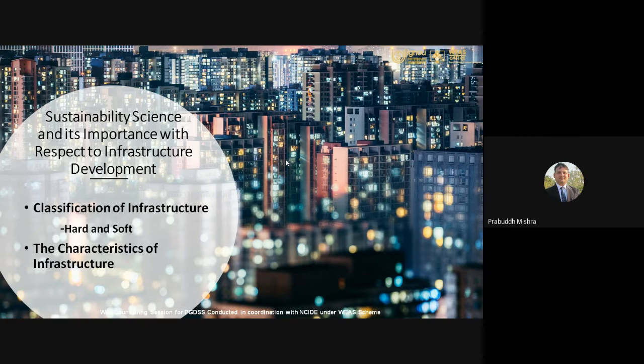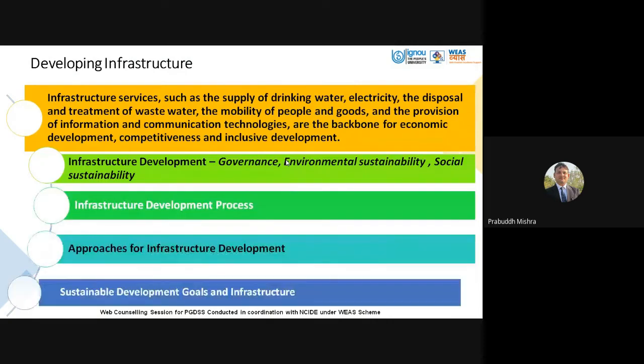So in this context, you can see next, these are the few points which I will discuss very briefly. Developing infrastructure, try to understand this way: development and a decent way of life, a decent life with basic needs and basic requirements, is essential for each and everyone living on this earth. There should be a dignified life. And until and unless we develop certain basic infrastructure like drinking water, electricity, disposal and treatment of wastewater, mobility of people and goods, and provision of information and communication technologies, we are not going to create an equitable human society.